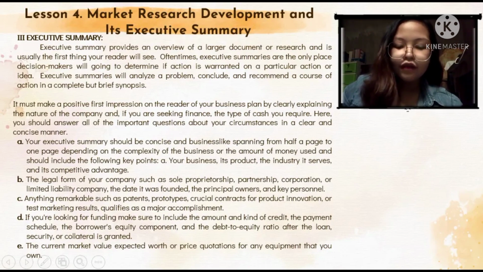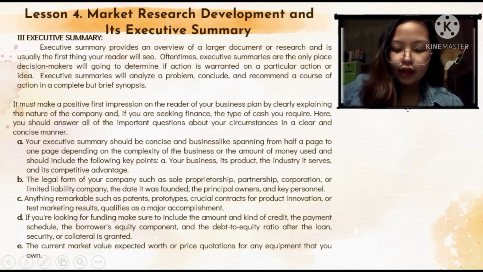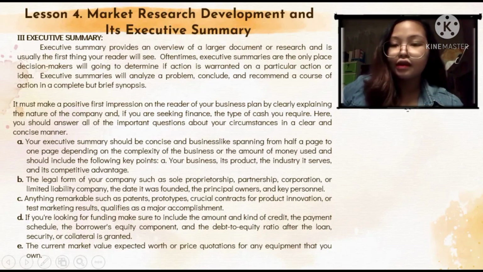Letter D. If you're looking for funding, make sure to include the amount and kind of credit, the payment schedule, the borrower's equity component, and the debt to equity ratio after the loan, security, or collateral is granted. And letter E, the current market value, expected worth, or price quotations for any equipment that you own.